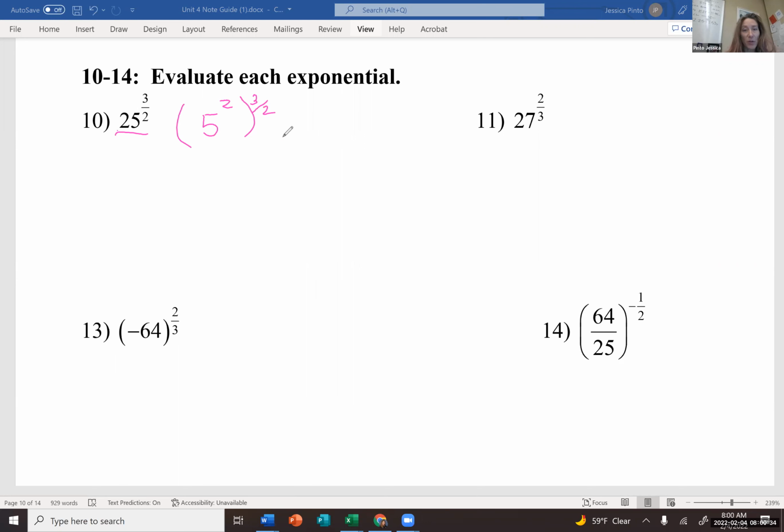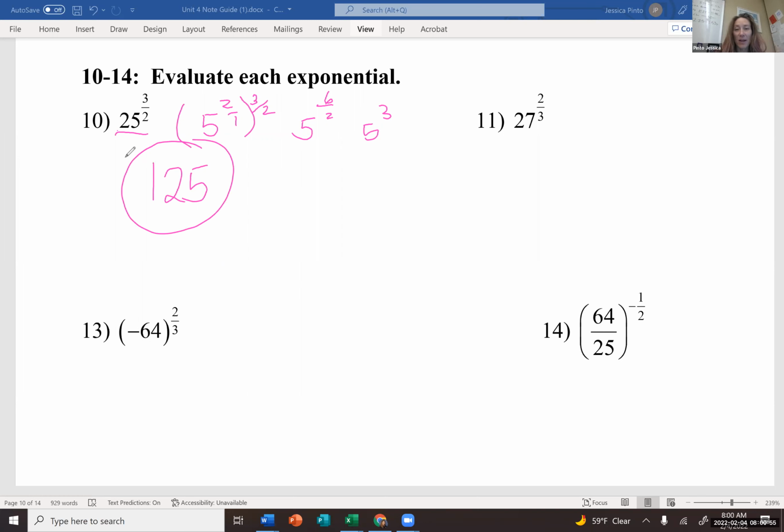And now I use the power to power rule, which means I multiply the exponents. So I've got 5 to the 2 times 3 is 6 over 2, which you know is 5 to the 3rd power. And that's still in exponential form. I need to evaluate that as the numerical answer, 125.